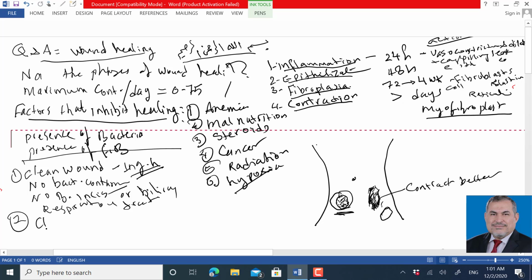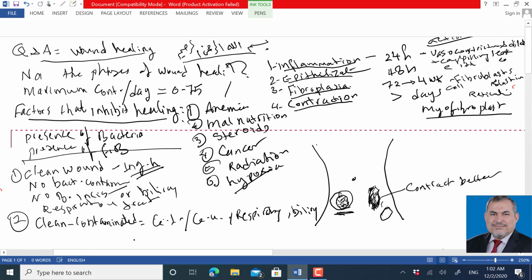The second type is clean contaminated wound. For example, entry into the genitourinary tract, meaning an incision through the GI, genitourinary, respiratory or biliary tracts. This becomes clean contaminated.